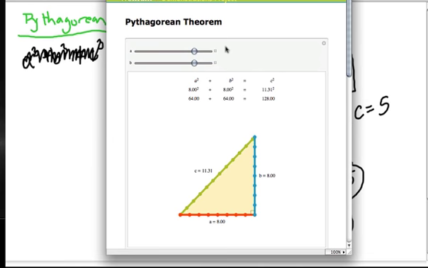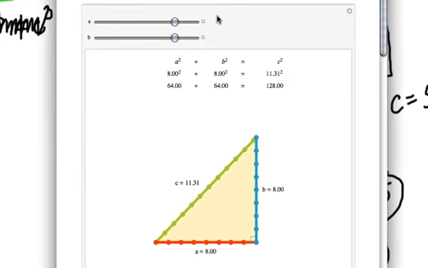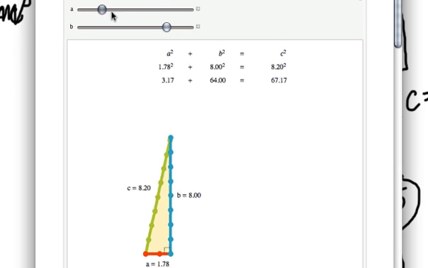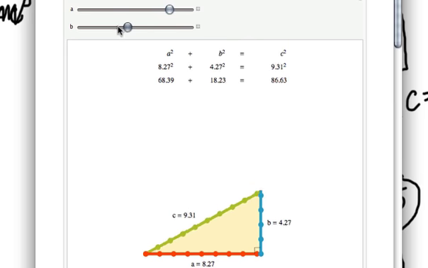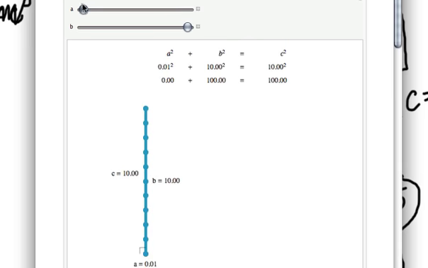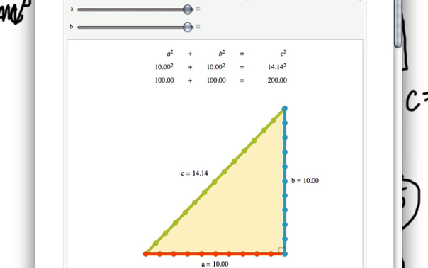So here is a little program that shows us how the Pythagorean theorem works. It doesn't matter how big or small the triangle. It could be any way. It could be short, it could be really tall, it could be really skinny, or really fat. Either way, it doesn't matter. A squared plus B squared equals C squared.